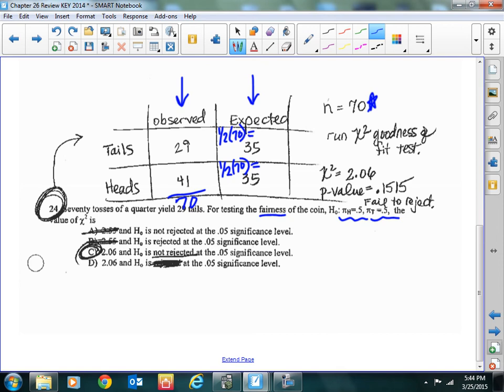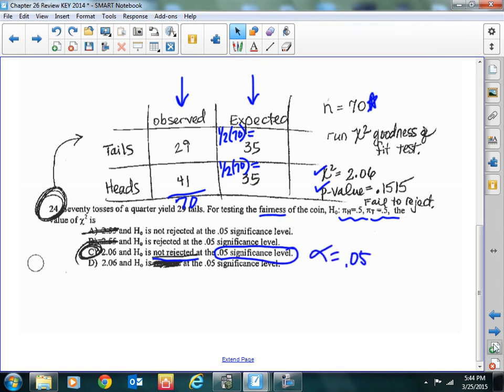All right, so I ran that test, chi-squared goodness of fit. Got a 2.06 with a p-value large enough to fail to reject. Chi-squared at 2.06 did not reject at the 0.05 significance level. Again, significance level indicates your alpha, which is 0.05. And that is it.